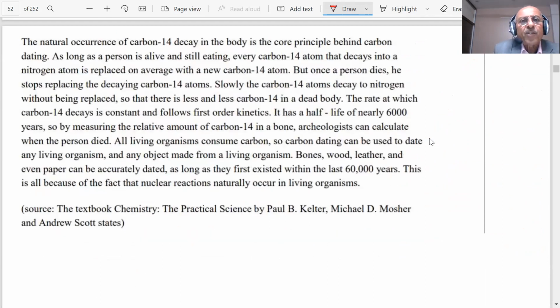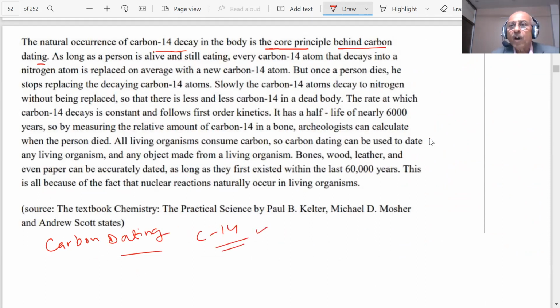The natural occurrence of carbon 14 decay in the body is the core principle behind carbon dating. Students, what is carbon dating? C14, this isotope is used for dating old objects. As you said, carbon 14 is present in everything. But while you are living, the amount remains the same, because it is used and reproduced. But after you are dead, or any living thing is dead, what will happen? This amount will start decreasing. So that is called dating.